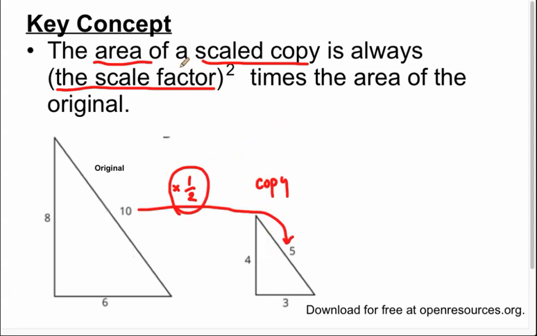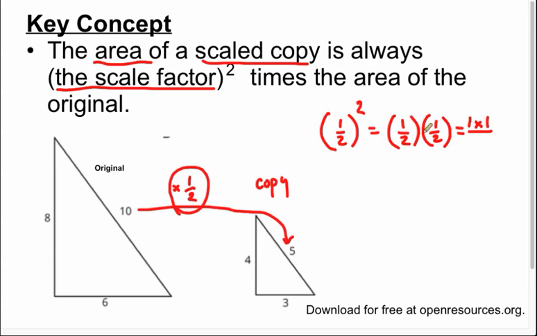Well, I'm following what my general takeaway is, and the rule says that the area of a scaled copy is always the scale factor squared. So what is the scale factor in this case? 1/2. And I'm going to square that. What does that actually mean? It means multiply 1/2 as a factor 2 times. So once, twice. And when I multiply fractions, I'm thinking of the product formula, which says multiplying 2 fractions is the exact same thing as multiplying the numerators and then multiplying the denominators.